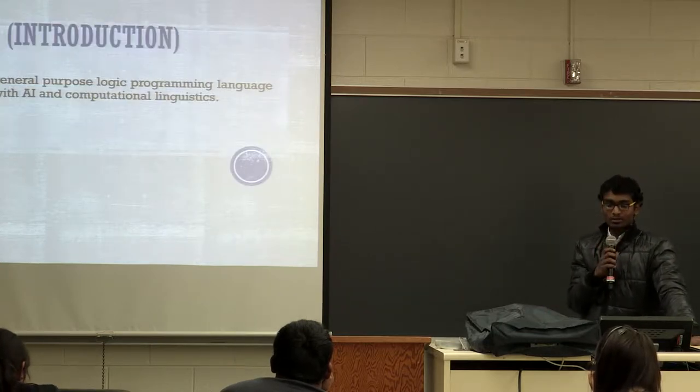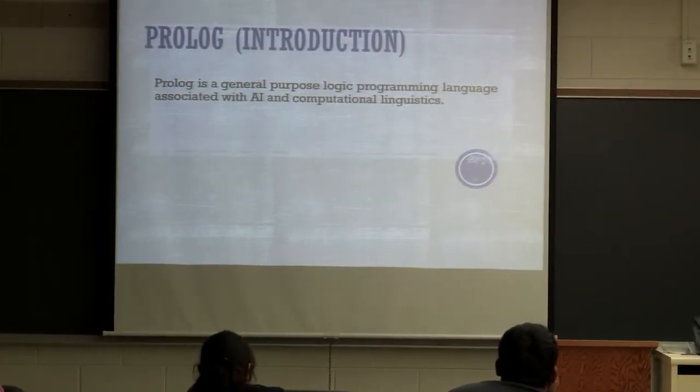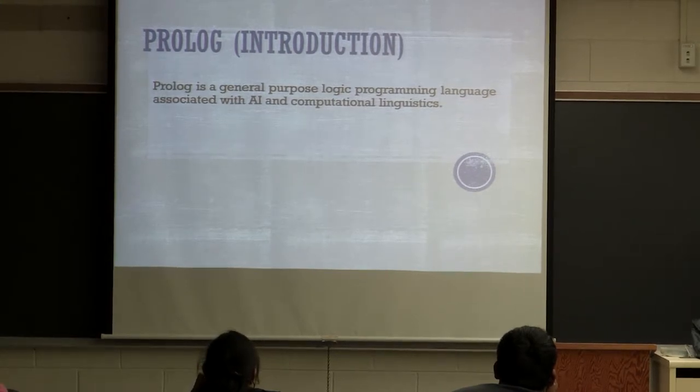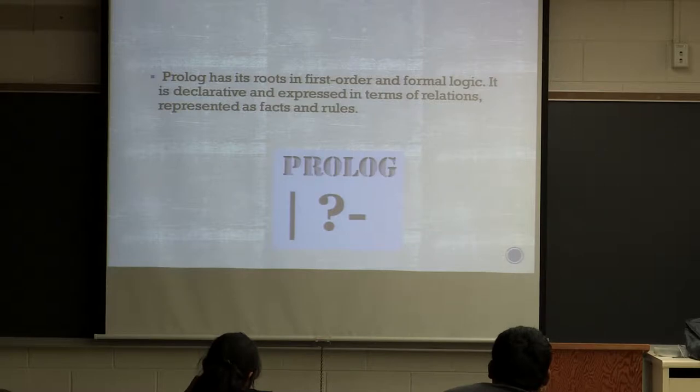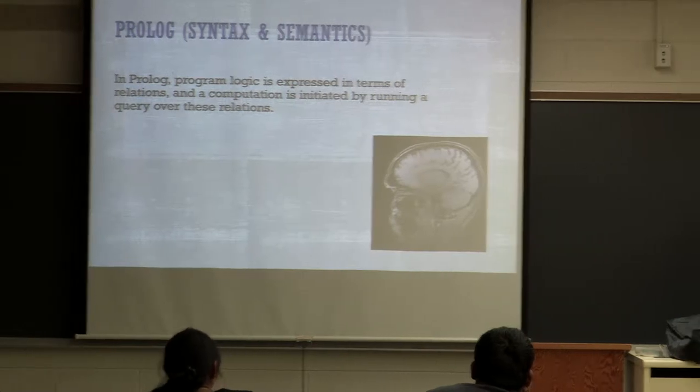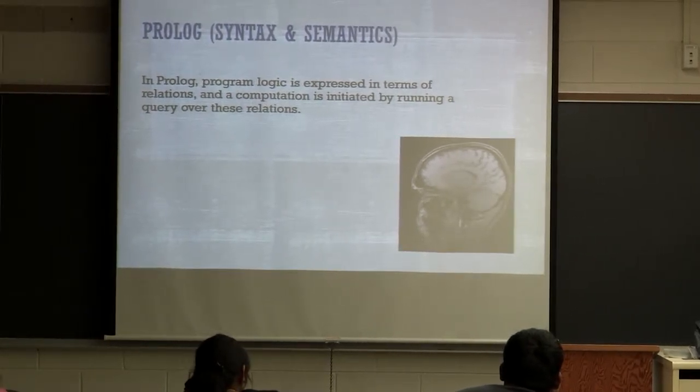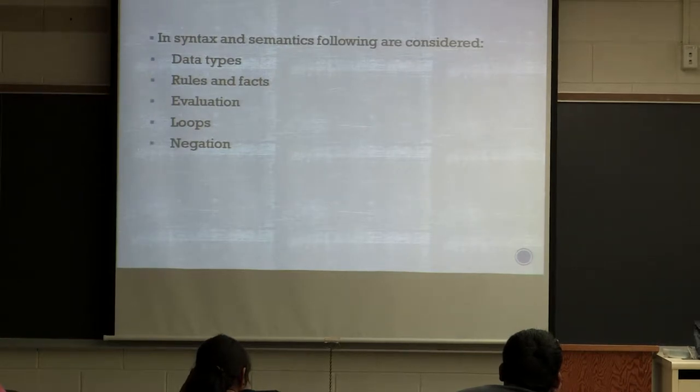Now I would like to discuss Prolog, the other important language used in artificial intelligence. Prolog is a general purpose logic programming language, as I said before, which is associated with artificial intelligence and computational linguistics. This language has its roots in first order and formal logic, which means it generally takes declarations in terms of many rules. In Prolog, programming logic is expressed in terms of relations, and a computation is initiated by running a query. These queries are mainly run by the syntax and semantics, which include data types, rules and facts, evaluation, loops, and negations. By using all these things in the language, we can design our own algorithms, which are represented as logical algorithms.